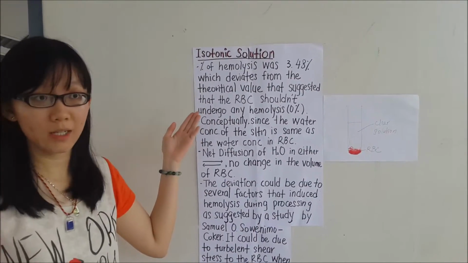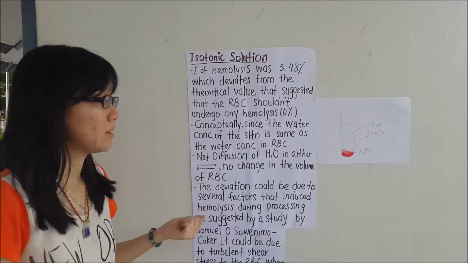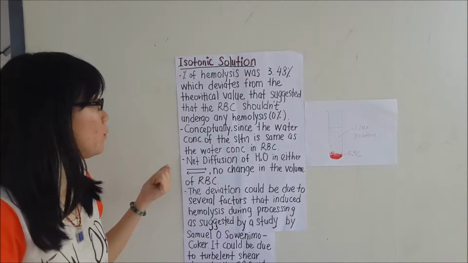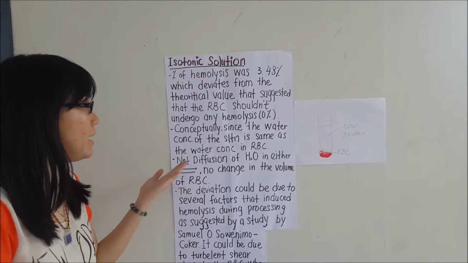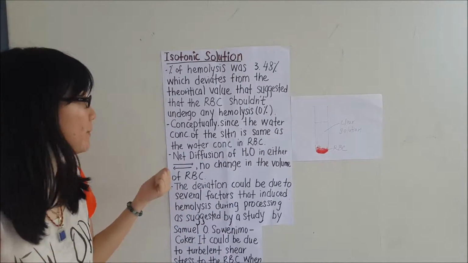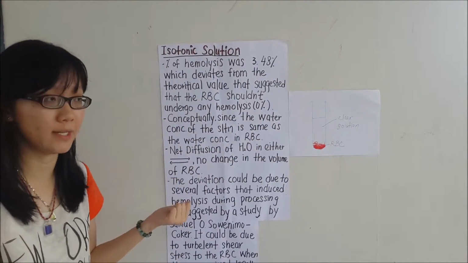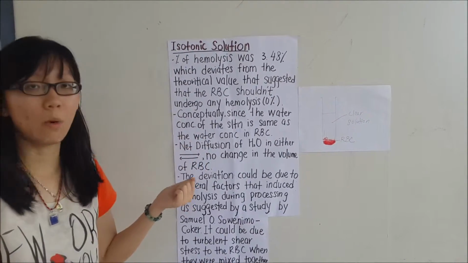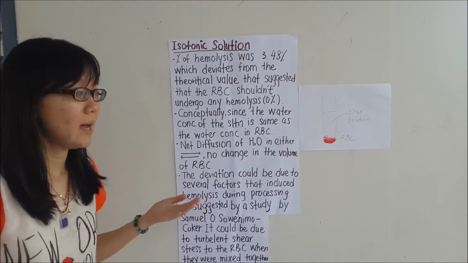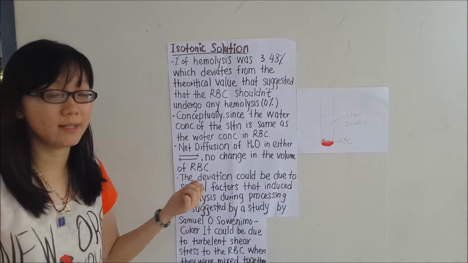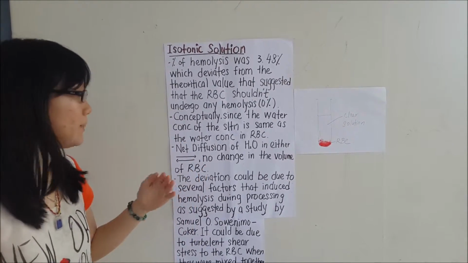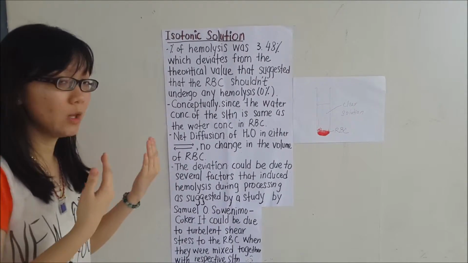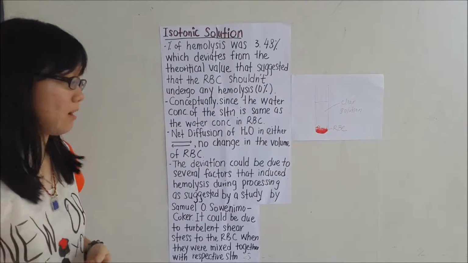For the isotonic solution, from our results, the percentage of hemolysis was 3.48%, which deviates from the theoretical value that suggested our red blood cells shouldn't undergo any hemolysis, which is 0%. Conceptually, since the water concentration of the solution is the same as the water concentration in the red blood cells, there will be no net diffusion of water in either direction. There will be no change in the volume of the red blood cells.